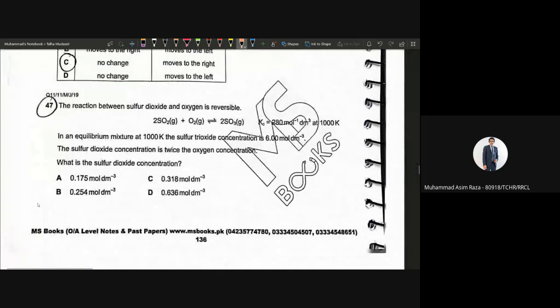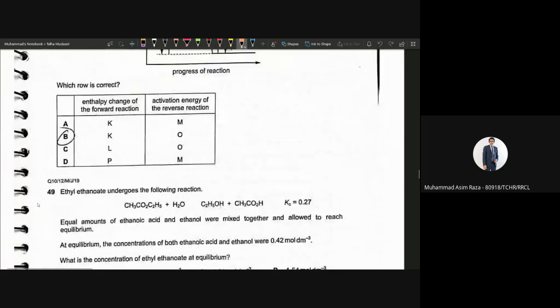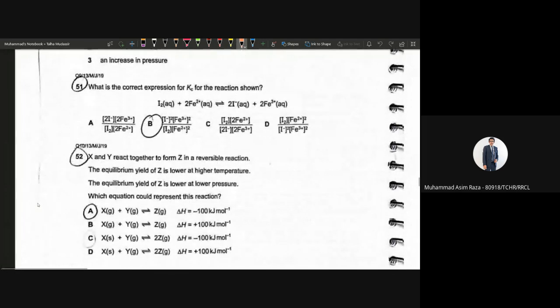And in question number 47 it says that... अब इसमें भी देखो, मेरे ख्याल वैसे भी रिपीट हो रहा है question। इसमें क्या प्रॉब्लम है? नहीं सर, ये आता है। मैंने वैसे सोचा था कि ये प्रोडक्ट्स ओवर रिएक्टेंट्स हो गया, ठीक है। X and Y react together to form Z in a reversible reaction.